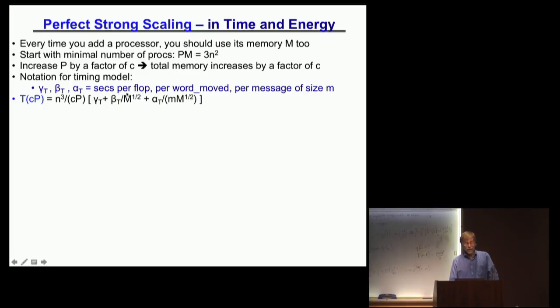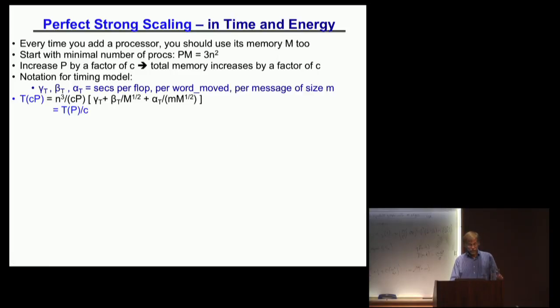And I can write down this messy formula, which is the sum of all those 3 terms, when I run it with C times the number of processors. But all I care about is how it scales. And it scales perfectly. If I increase the number of processors by a factor of C, the flop time goes down by a factor of C, the bandwidth goes down by a factor of C, and the latency goes down by a factor of C. So that's what I mean by perfect strong scaling in time.